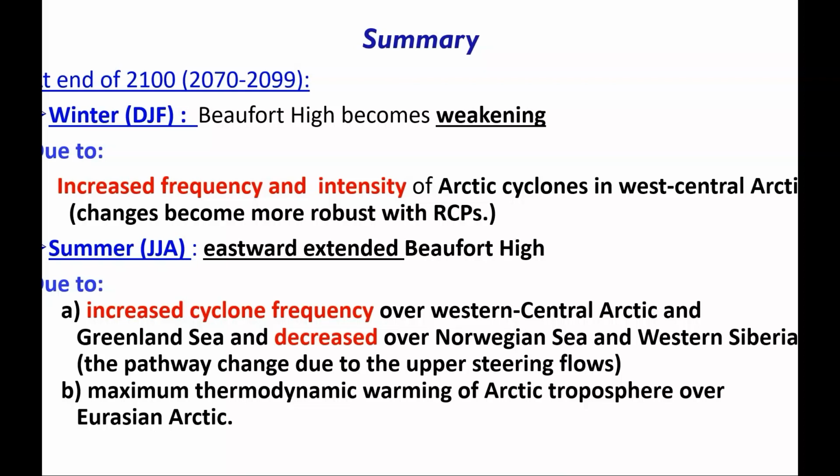In summer, the Beaufort High tends to extend eastward, and such change becomes significant in the RCP 8.5. The change in summer sea level pressure is due to two reasons. One reason is the increased cyclone frequency over the western Central Arctic and the Greenland Sea, and the decrease over the Norwegian Sea and western Siberia. The maximum thermodynamic warming of the Arctic troposphere over the Eurasian Arctic also makes a contribution.